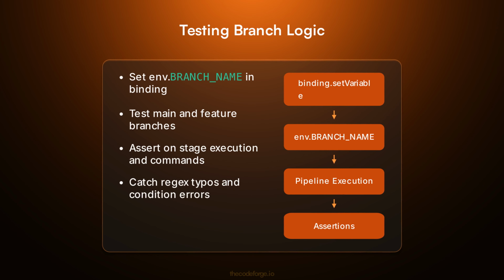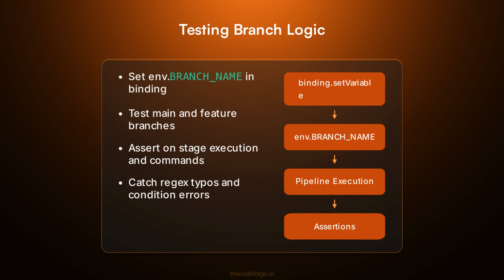Multi-branch pipelines often have conditional logic. Set the branch name environment variable in the test binding to simulate different branches. This catches bugs like the regex typo that caused our production outage.